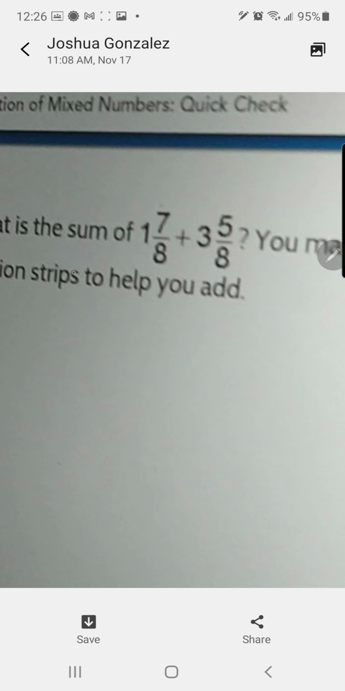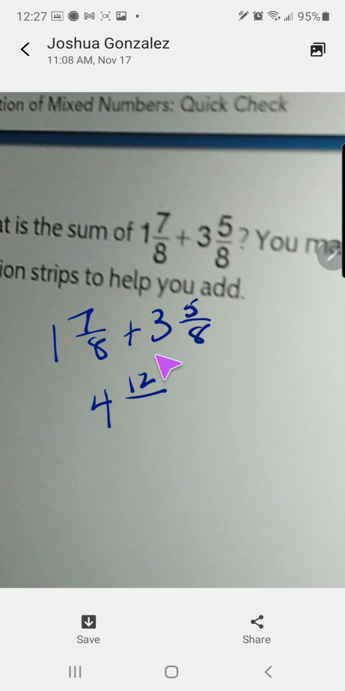Okay, Joshua, the way you solve this real quick is you get 1 7/8 plus 3 and 5/8. You can add them because they have the same denominator. Add your whole numbers: 1 plus 3 is 4. Then add 7 plus 5 as your numerator, the numbers at the top, which is 12. Over, keep the same denominator, 8.